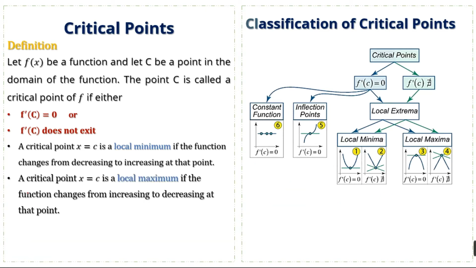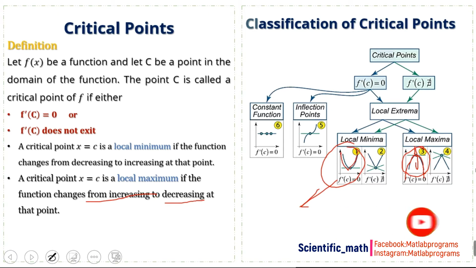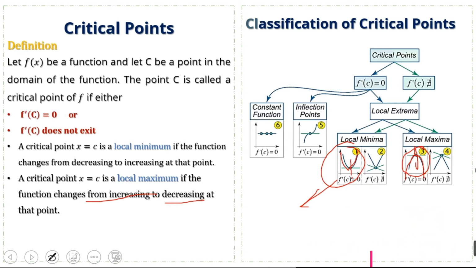Next, a critical point x is equal to c is a local maximum if the function changes from increasing to decreasing. Here we can see with the help of this figure, first the function is increasing and then decreasing. So the function has a local maximum at that point. And in this example, first the function is decreasing and then increasing, so this is the local minimum of that function.